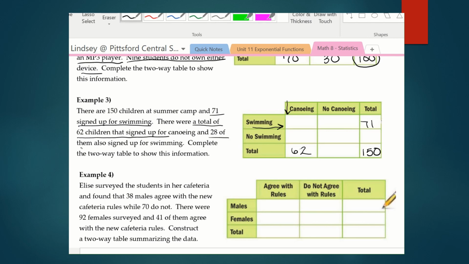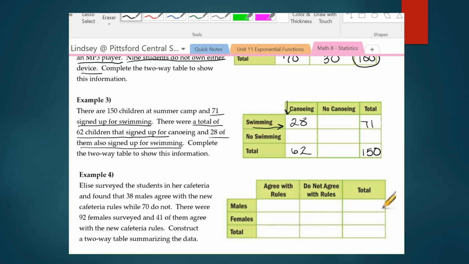28 of them also signed up for swimming. So of that 62, 28 signed up for canoeing and swimming. So we've got to think what box holds 28, and that's going to be this one right here, canoeing and swimming. Now we're going to complete the rest of the two-way table given all of this information, which really isn't a ton, but I know we can do it.